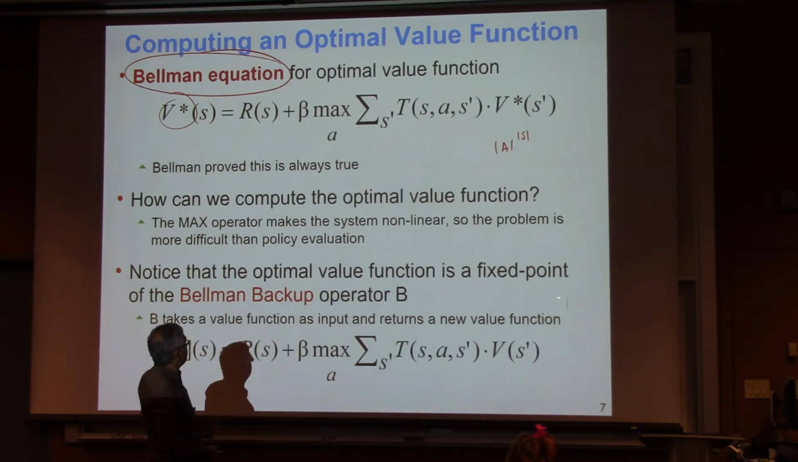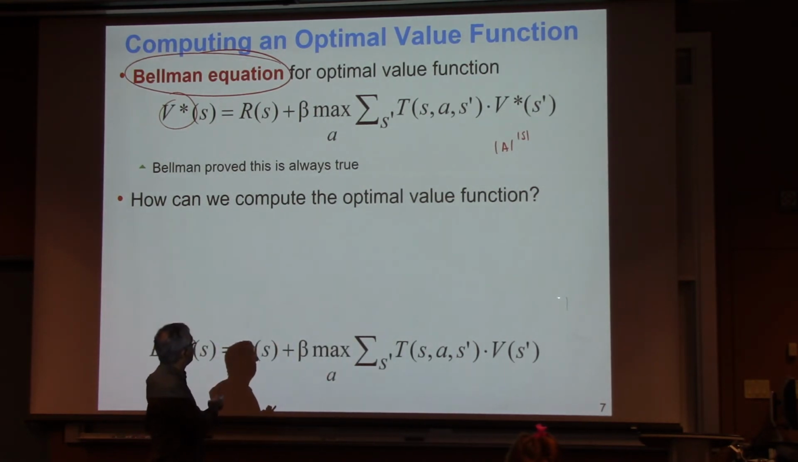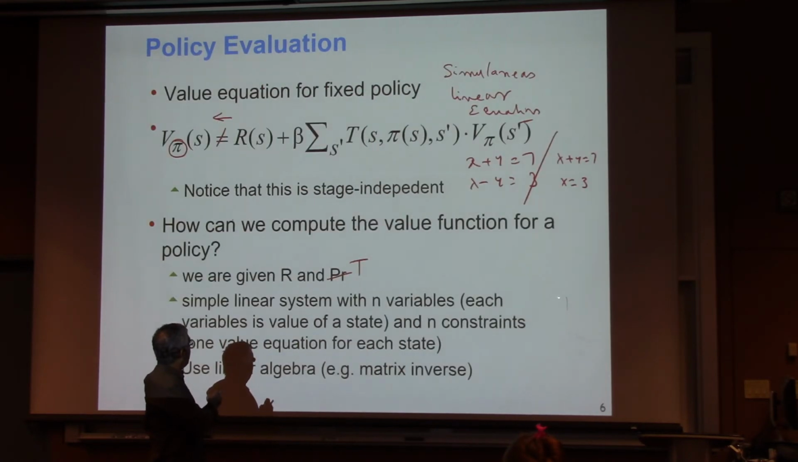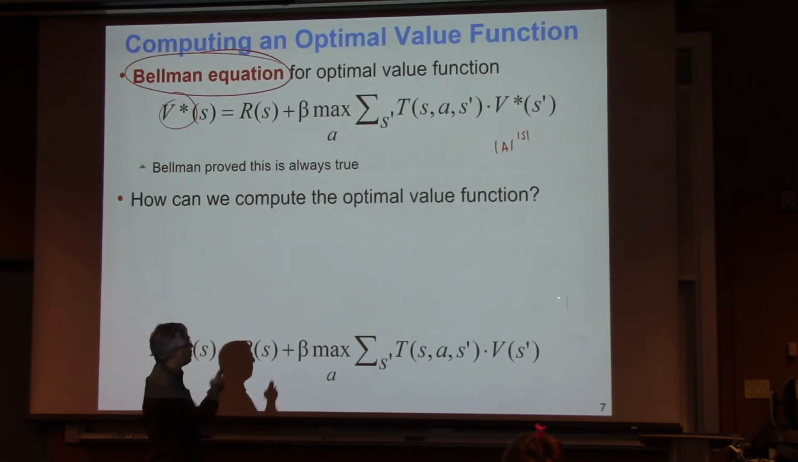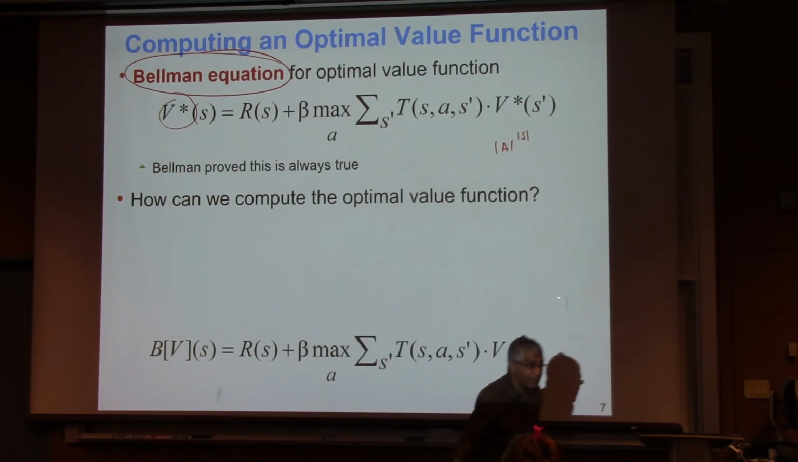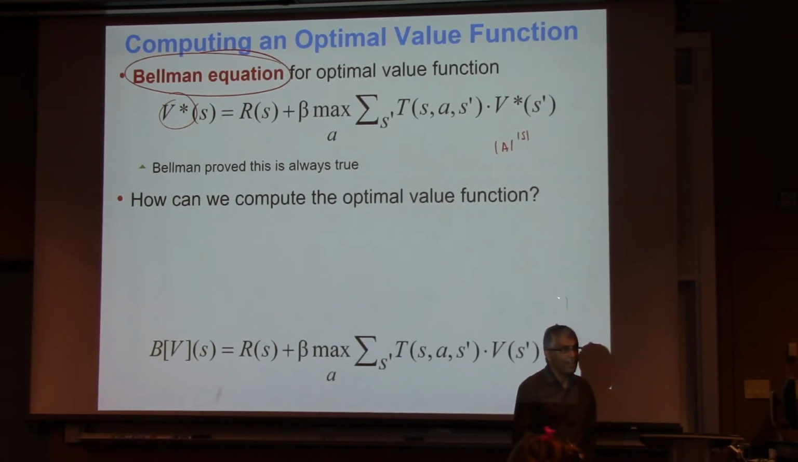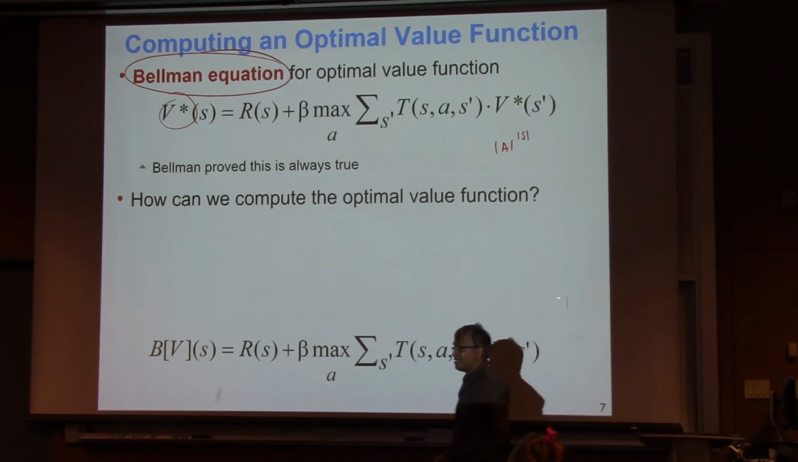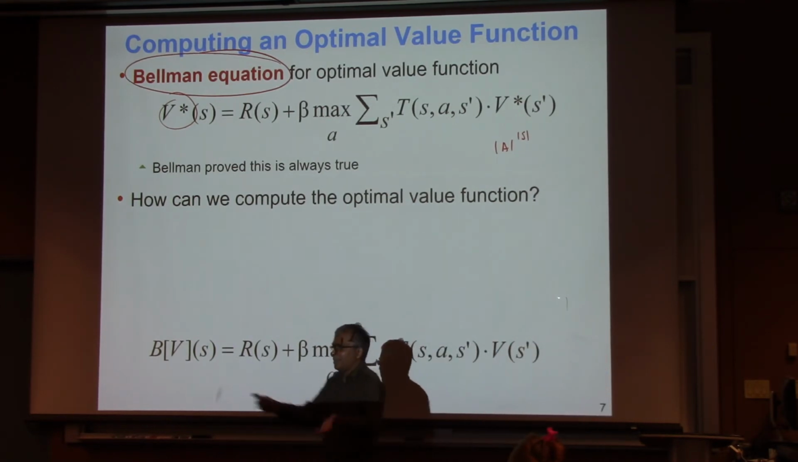What's the difference between this and this? You have these equations here, these equations here. The difference is this guy, max. These are simultaneous equations, all right? But they are not simultaneous linear equations. Do you understand what I just said? They are actually simultaneous non-linear equations because of the max factor.